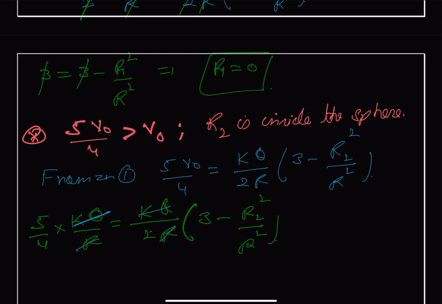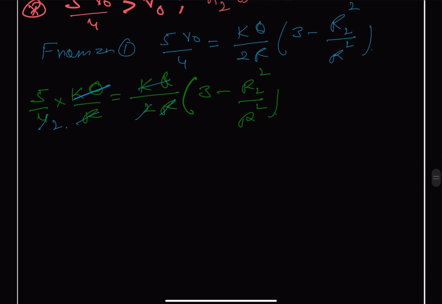KQ and R cancel out, 4 goes by 2, and this gives us 5 by 2 is equal to 3 minus R2 square upon R square. So from here we get our R2 is equal to R divided by square root of 2.